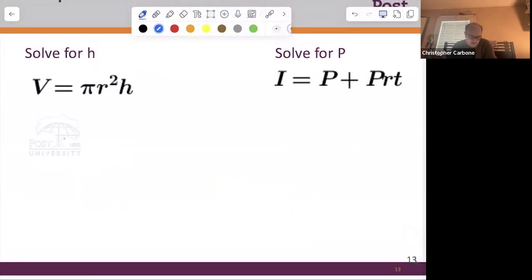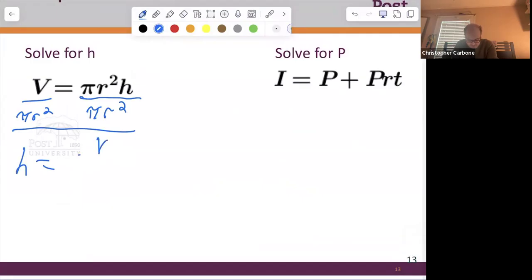I have on the left-hand side here the volume of a cylinder. V is equal to pi times r squared times h, and we want to solve for h. So dividing by this pi r squared, H would be V divided by pi r squared in this case.